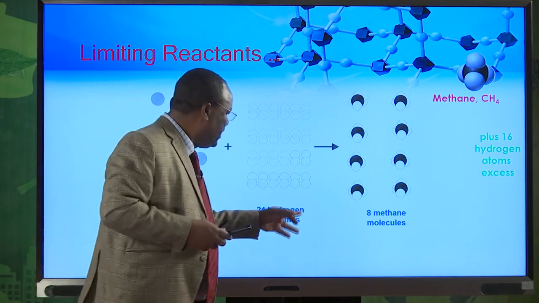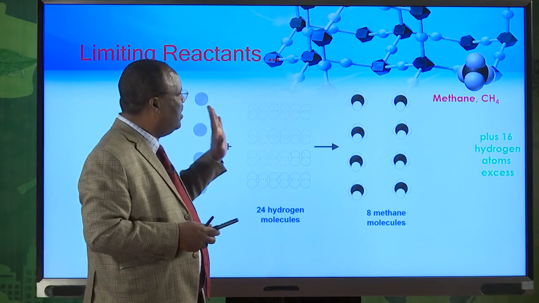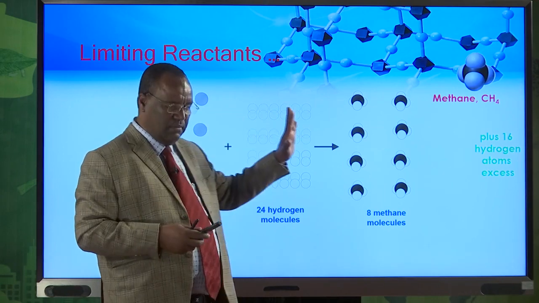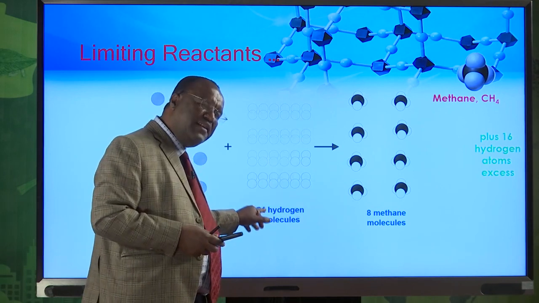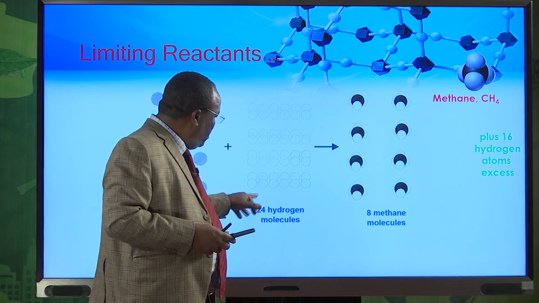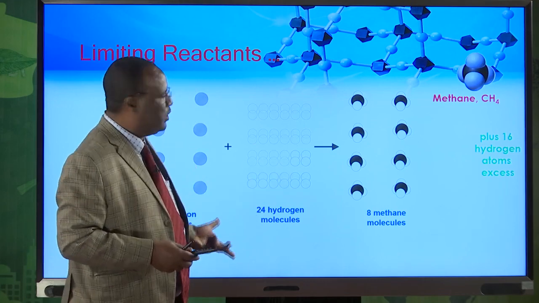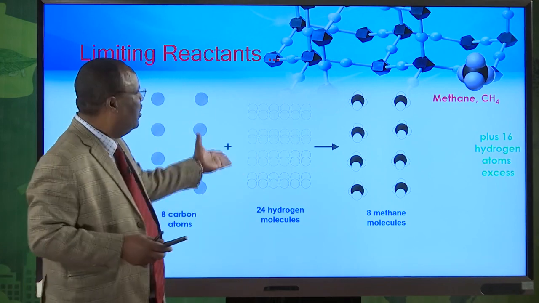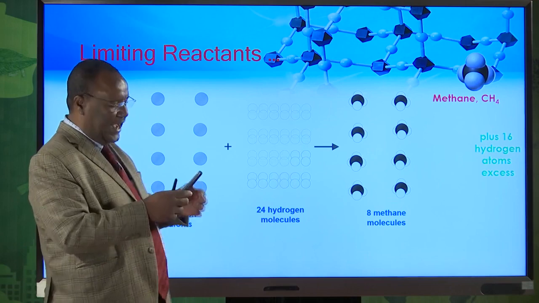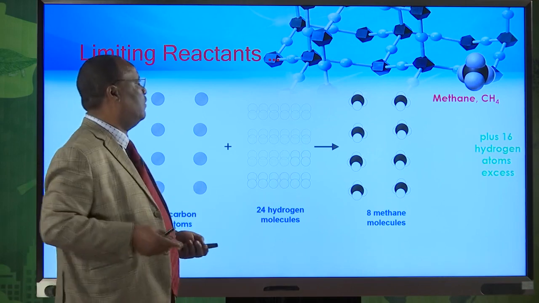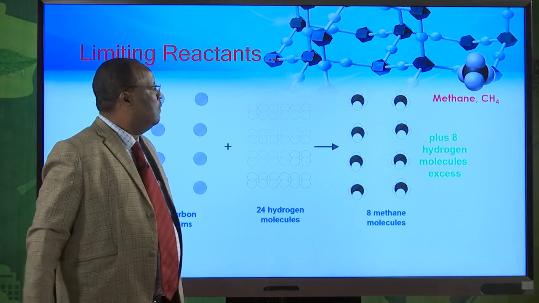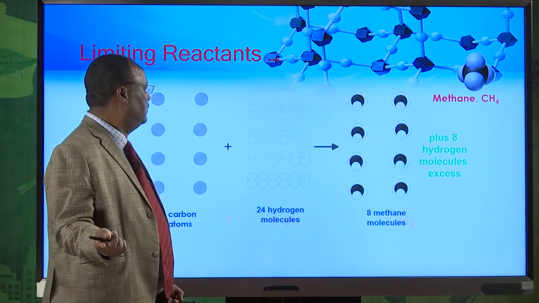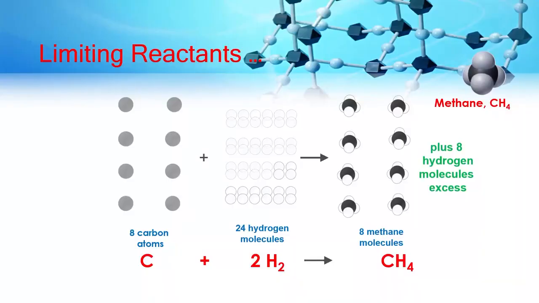Because in this case, 8 times 4, only 32 atoms of hydrogen are used in the formation of methane. But here on the reactant side, you have 48 atoms of hydrogen. So 16 hydrogen atoms remain in excess. So in this case, hydrogen is the excess reactant. What limits the amount of methane produced? Plus 8 hydrogen molecules in excess, that means 16 atoms of hydrogen. So this is the balanced chemical equation.